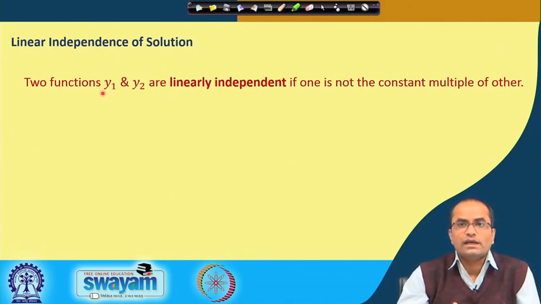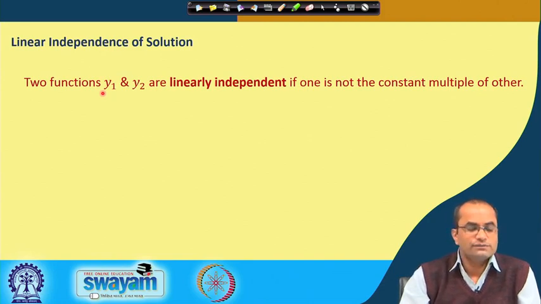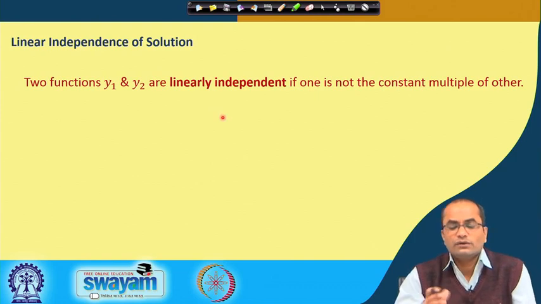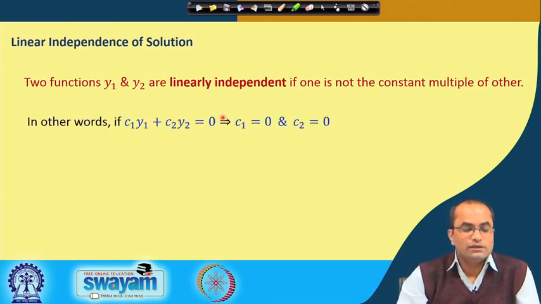For example, we have sin x and 2 times sin x. They are linearly dependent, because the second function is just 2 times the first function. But for linearly independent functions, we cannot write one as a constant multiple of the other.